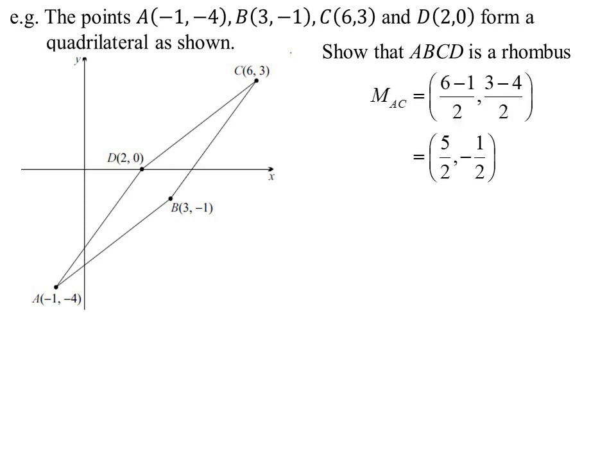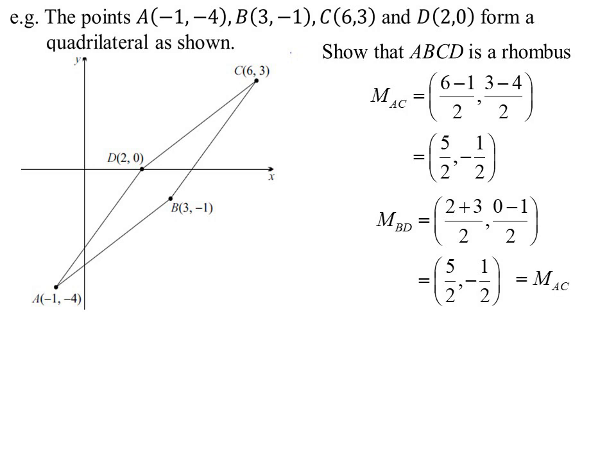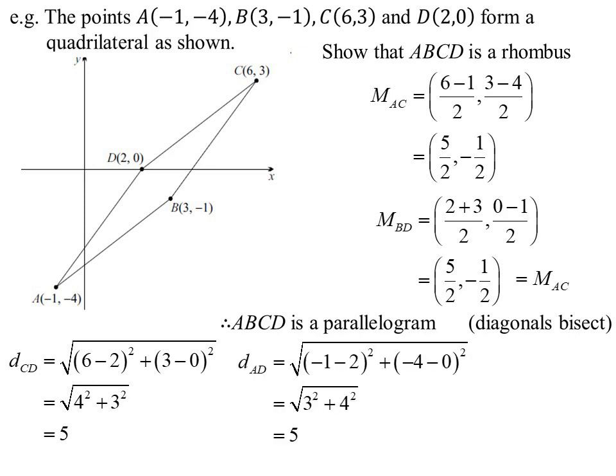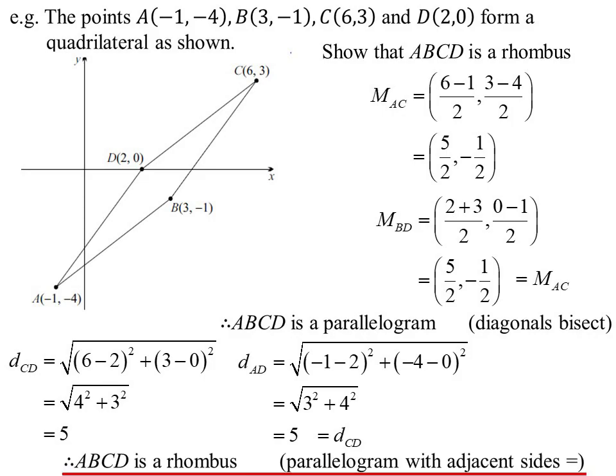How did I do it? Let's have a look. I found the midpoint of AC, and it's 5 on 2, minus a half. Then I went and found the midpoint of BD. It's the same point. Well, that tells me it's a parallelogram. Right? The diagonals bisect each other. That was a feature of the parallelogram. So all I had to do was find the midpoint. I know it's a parallelogram. I found the length of CD, then I found the length of AD. Hang on, I now have a pair of adjacent sides that are equal. So I've got a parallelogram where adjacent sides are equal, got to be a rhombus.